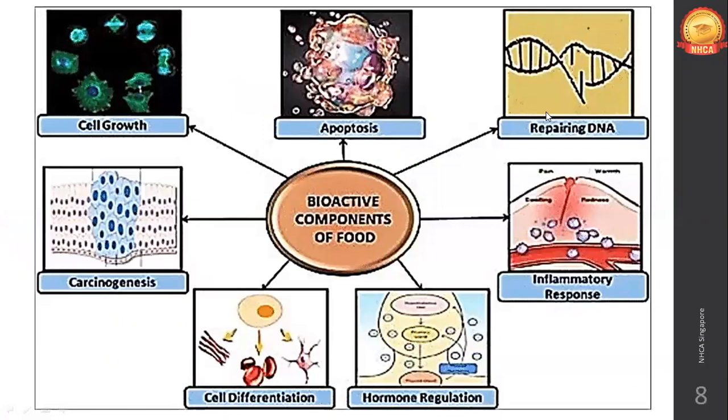So next, coming to bioactive components of food. How food acts at the cellular level, how nutrients act at the cellular level. First is cell growth. Usually a cell will not grow per se. All the cells in your body undergo proliferation and differentiation.